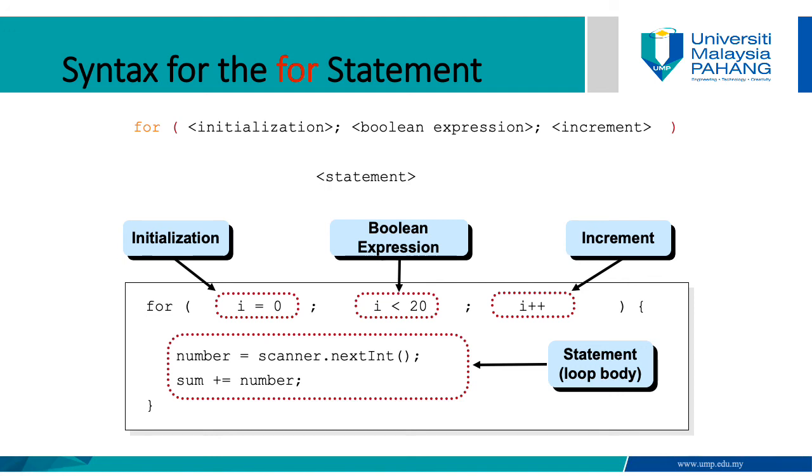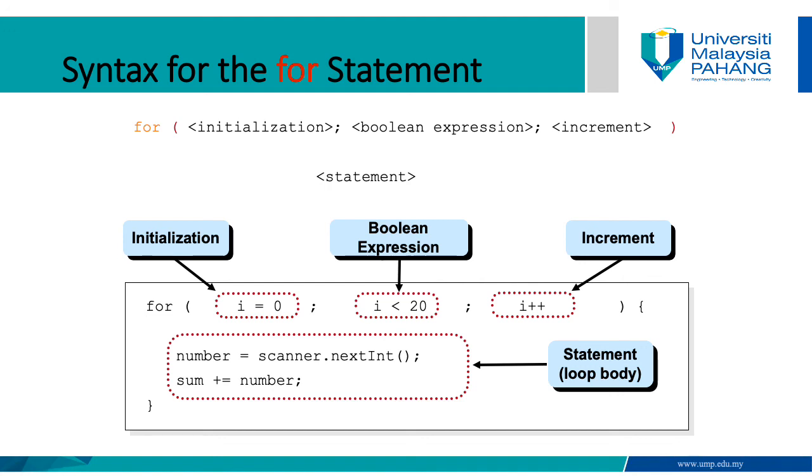Increment i++ means it will keep on increasing the value of i. Okay, and then we go inside the statement, which is the loop body. Number equals scanner.nextInt(), sum += number. So it will keep doing this calculation until the Boolean expression condition is met, which is i < 20.